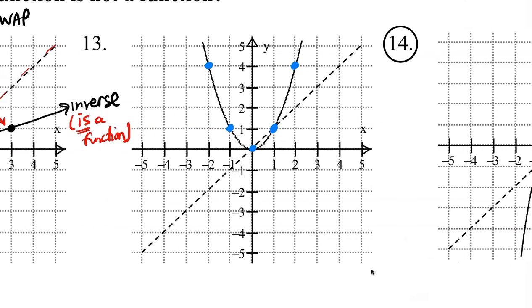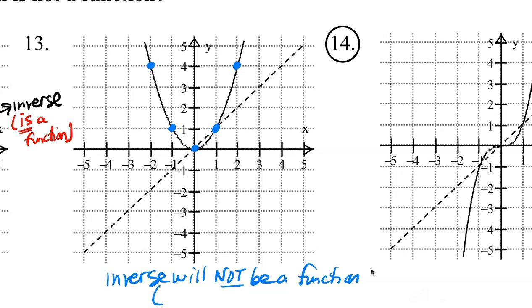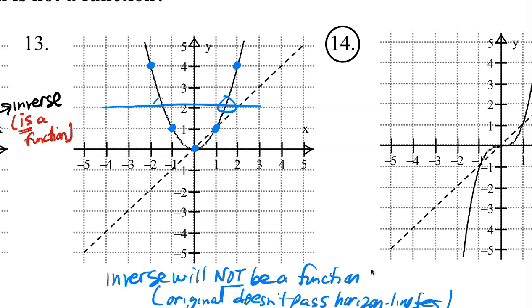So as we look at this one, we can tell at the beginning that the inverse will not be a function. That's because, note, the original doesn't pass the horizontal line test. Meaning if you draw a horizontal line, you hit the graph in 2 points. But if you don't believe me, you can always graph and see for yourself.